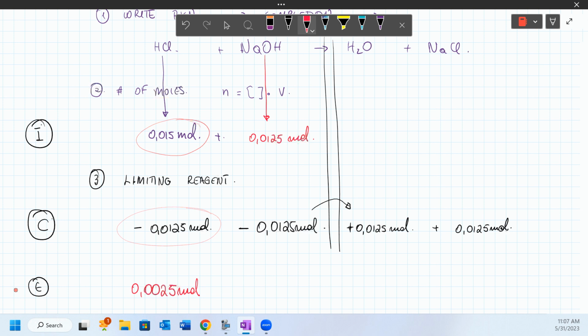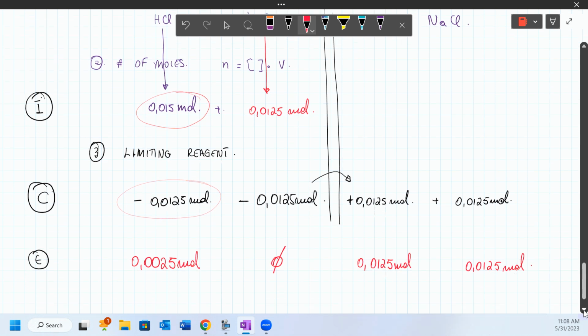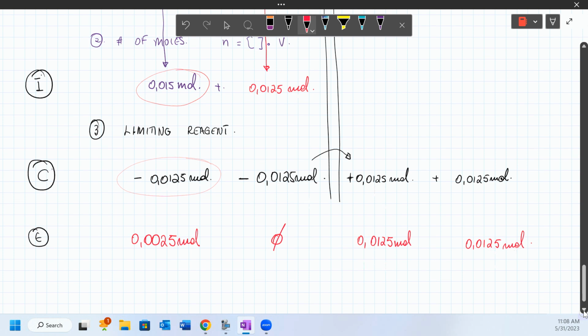For sodium hydroxide, since it was the limiting reagent, we'll have 0. And then, even though in this case it doesn't really matter what it is, we will have 0.0125 moles of water, and we will have 0.0125 moles of sodium chloride. Both of the products do not affect the pH.